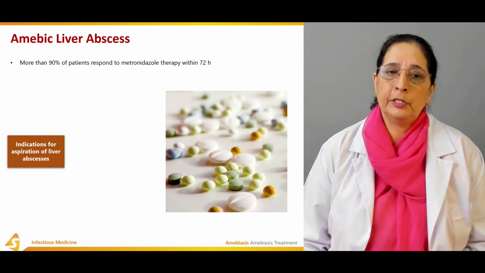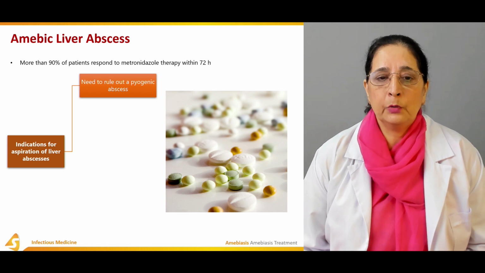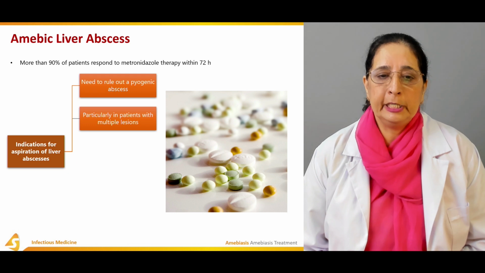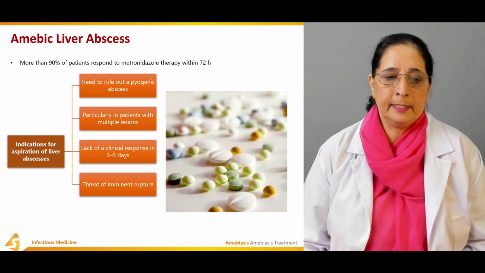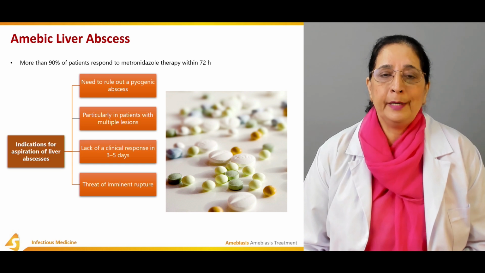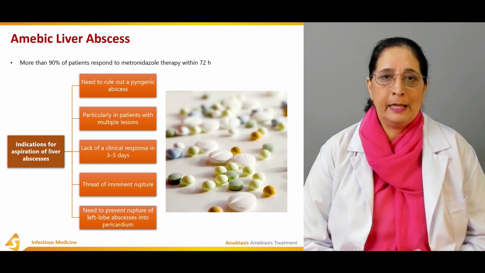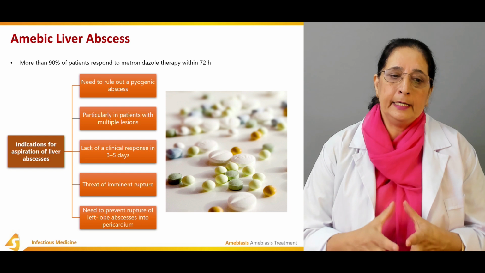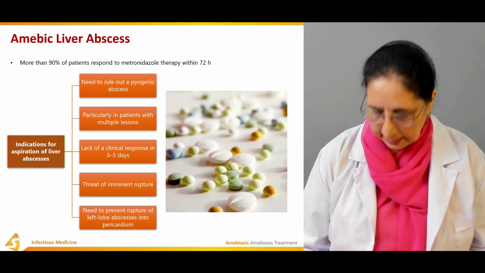Indications for aspiration of liver abscess: need to rule out a pyogenic abscess in patients with multiple lesions, lack of clinical response in 3 to 5 days, threat of imminent rupture, and need to prevent rupture of a left lobe abscess into the pericardium. So all these are indications when we need to aspirate the abscess of the liver.